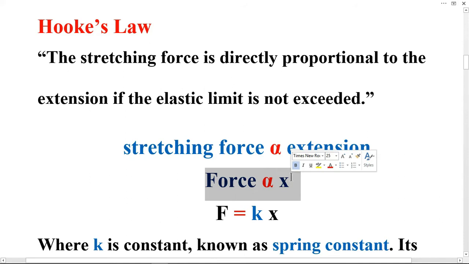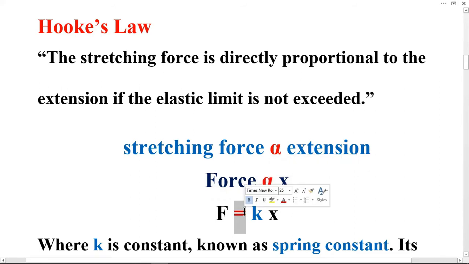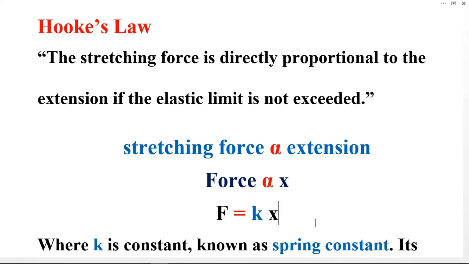If you want to write this equation in the form of symbols, you can write F for force, equal sign. When you remove the sign of proportionality and put an equal sign, you have to put a constant, and in this case k is the constant, which is also known as the spring constant. Every spring has its own spring constant. Simply, what is a spring constant? It is the ratio between the force and the extension. If you have two different types of springs, one made of copper, the other made of iron.